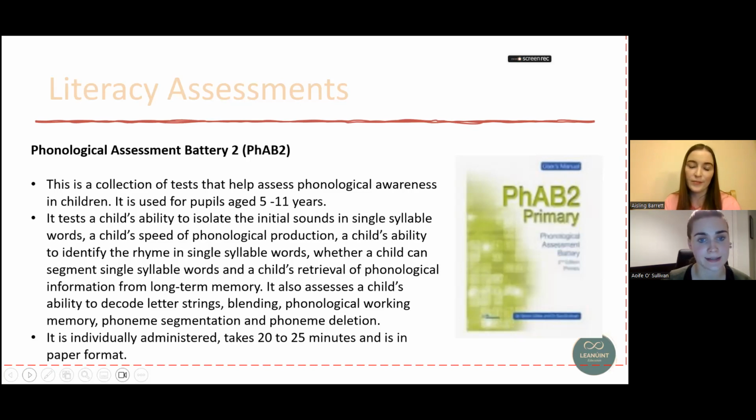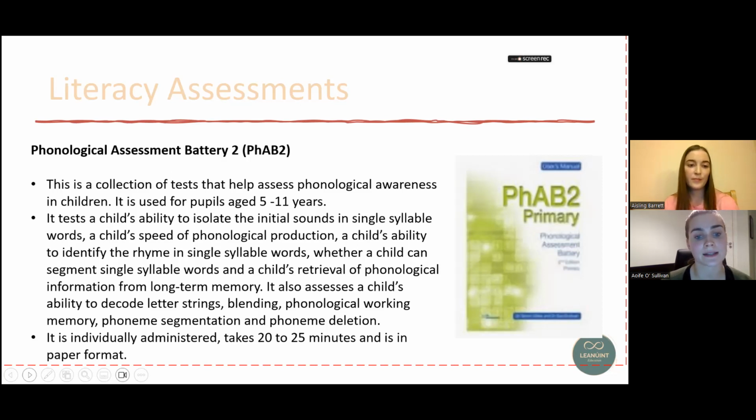And it's a collection of tests that assess phonological awareness in different areas. So it tests a child's ability to isolate initial sounds in words, the speed of their phonological production, their ability to identify rhyme in words, whether they can segment and blend words together, and then their retrieval of phonological information from their long-term memory. It also assesses their ability to decode, blend, their working memory, and phoneme segmentation and deletion as well. So it's quite a comprehensive battery of tests.